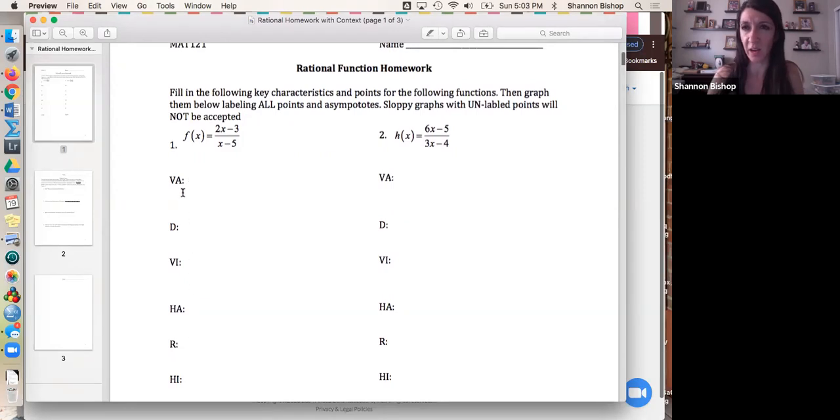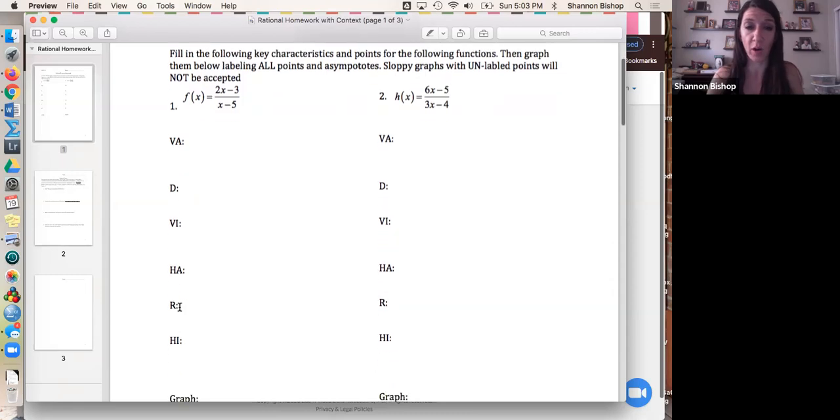So what we're going to do is fill in all of these key criteria, all these key components. We've got the vertical asymptote, the domain, the vertical intercept, horizontal asymptote, HA is asymptote, R for range, and then HI for horizontal intercept. Now, some of these we've talked about already on previous videos, others will be new.